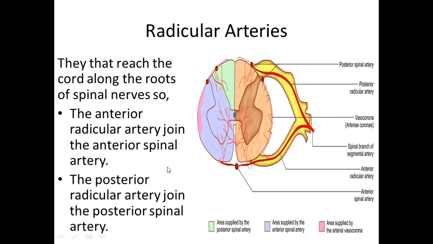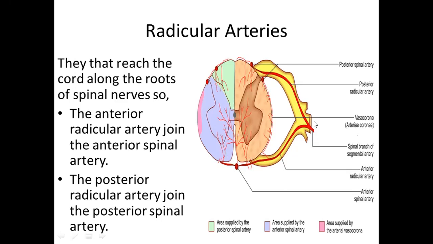The radicular artery reaches the spinal cord through its roots, passes with the spinal nerve, and divides into two branches passing with the roots of the spinal nerve. This is the anterior branch of the radicular artery, which passes with the ventral root of the spinal nerve to join the anterior spinal artery. This is the anterior spinal artery in the anterior median fissure of the spinal cord.